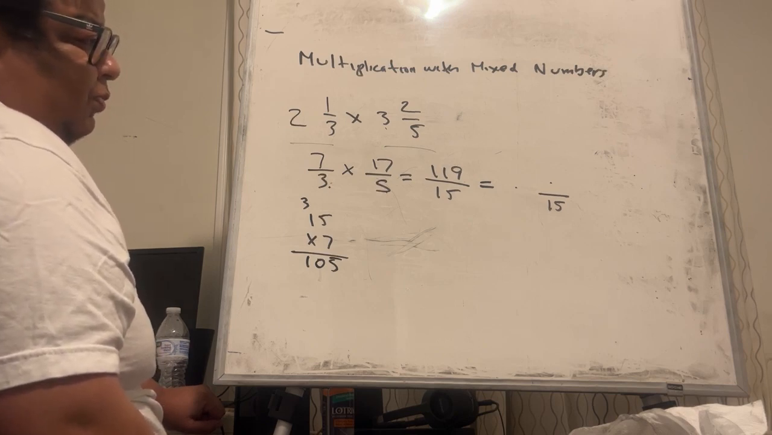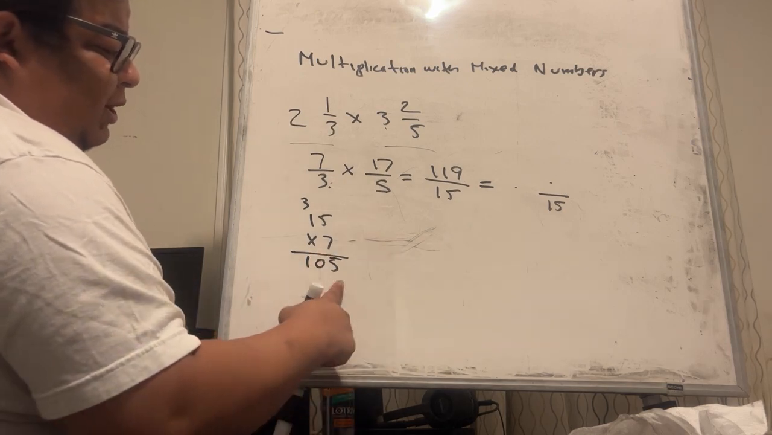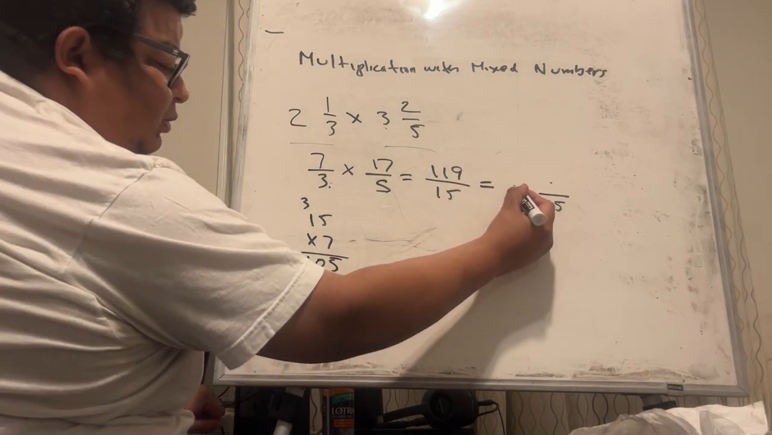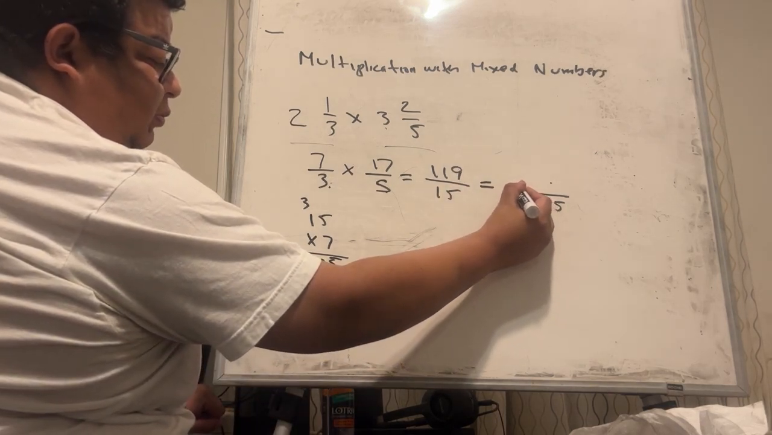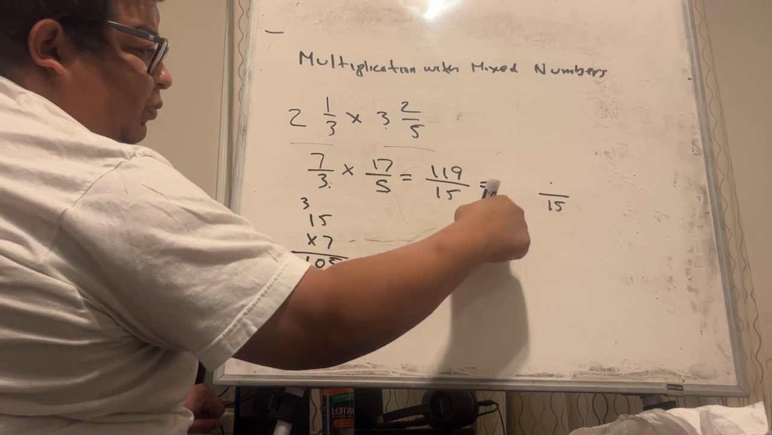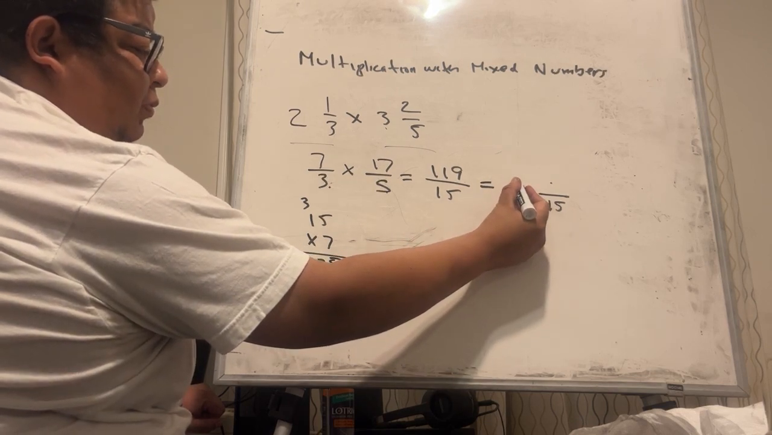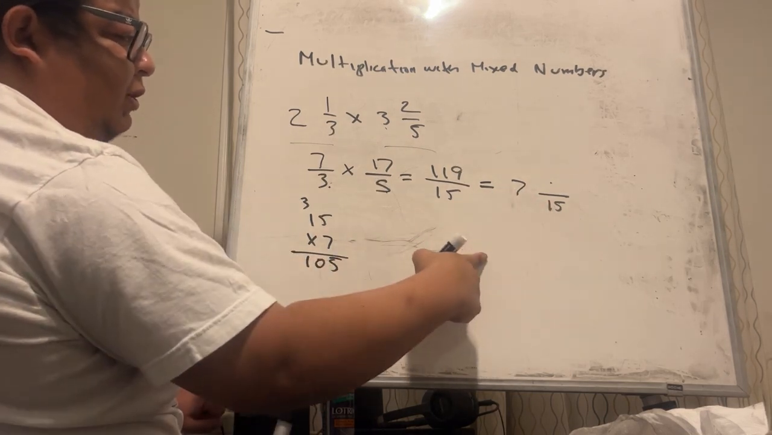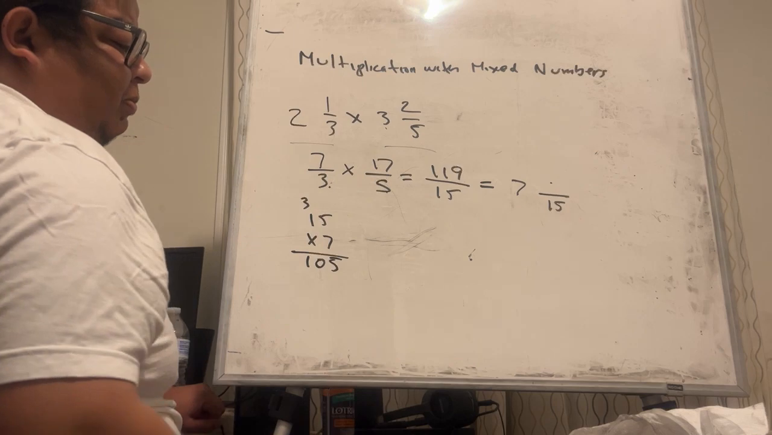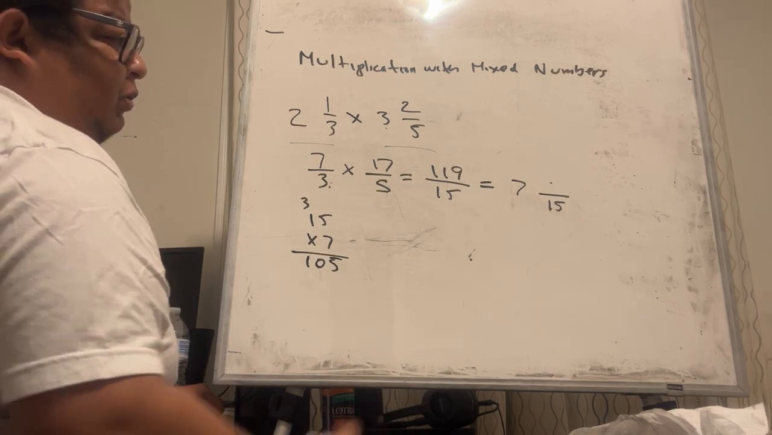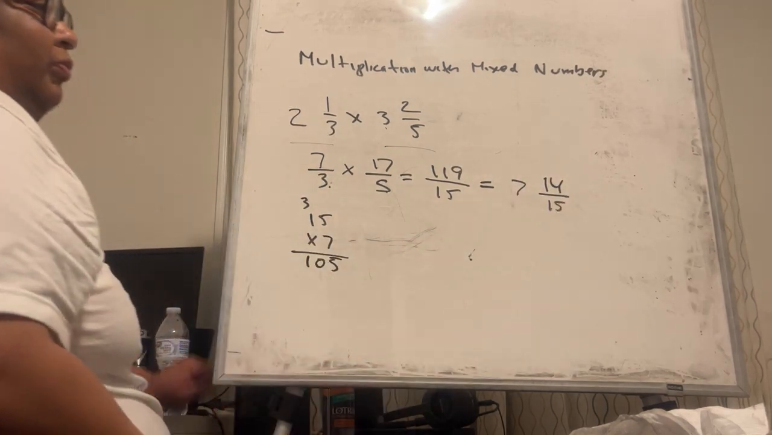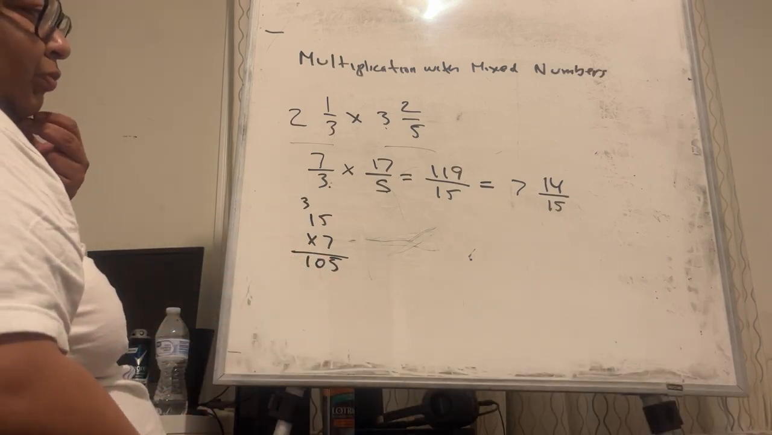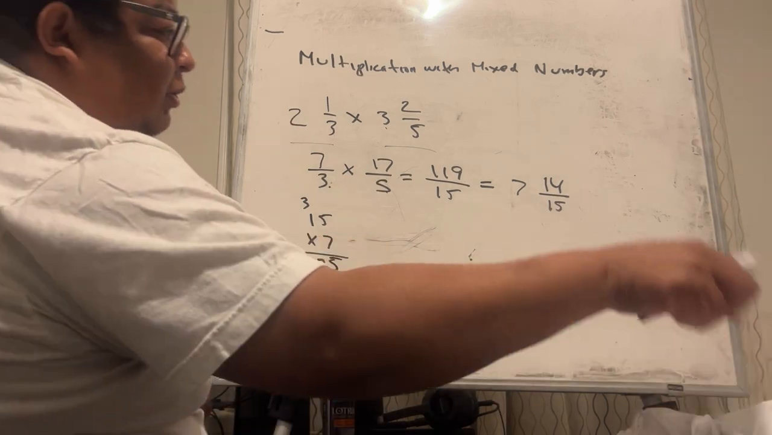Okay, so I think that's the highest you can go. So let's put 7, so 15 times 7, 105, and to get to 119, that will be 14. So that will be our final answer.